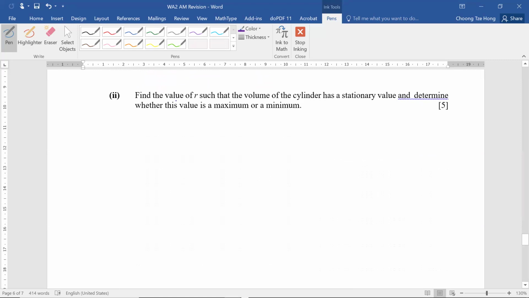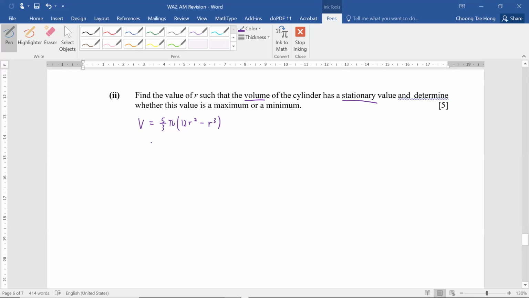Okay, part 2. They want us to find the value of r such that the volume of the cylinder has a stationary value. So we know that when volume has stationary value, then dV/dr is going to be equal to 0. Then they want us to determine whether this value is a maximum or a minimum. Okay, so V is equal to 5/3 pi (12r squared minus r cubed).